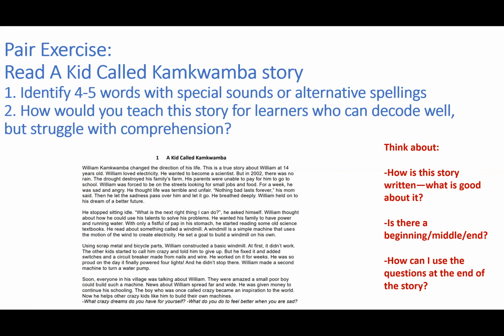What's good about it? Does it have that beginning, middle, end? How might you bring that awareness to the students? And how can you use the questions at the end of the story or different questions even about the story to build the comprehension skills of the learners? So pause here. I'm going to give you the answer. Well, my answer, obviously there's no one right answer, but an example answer.